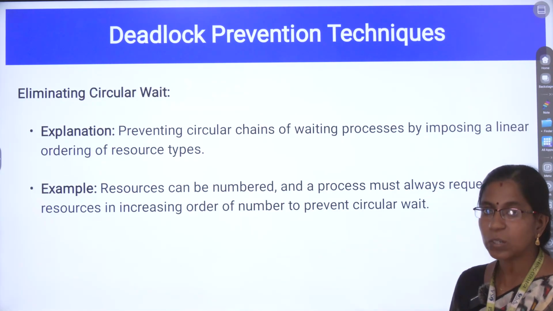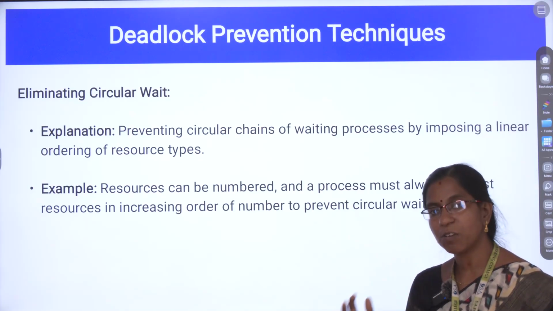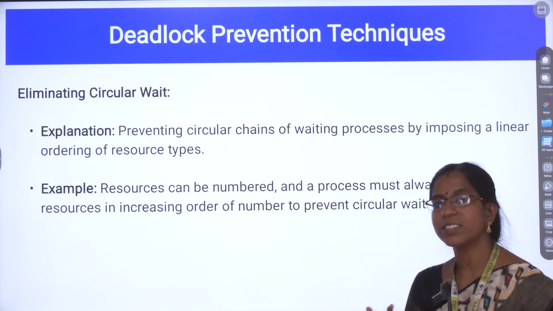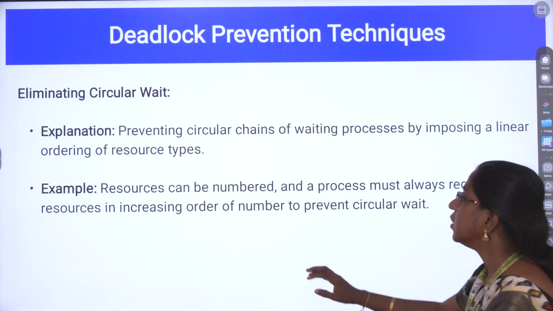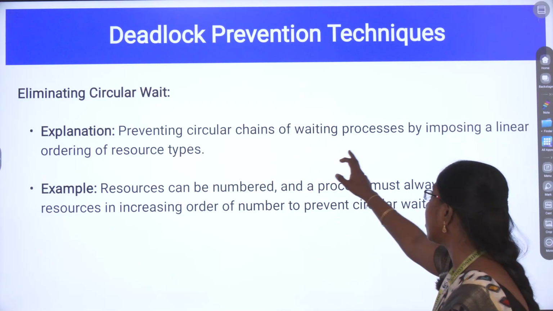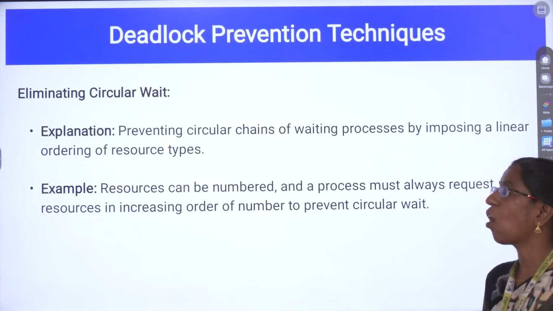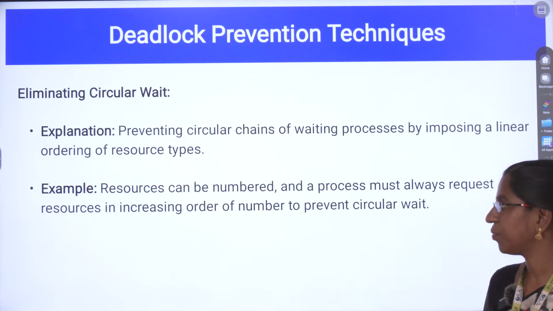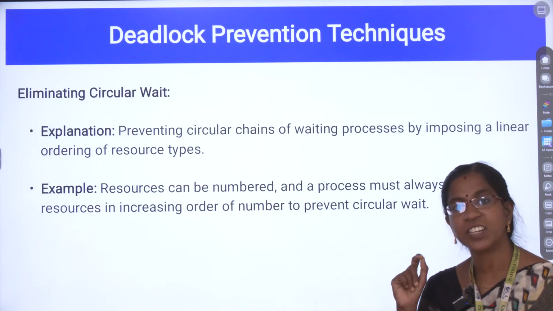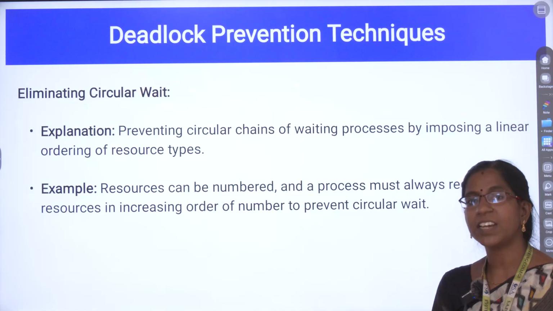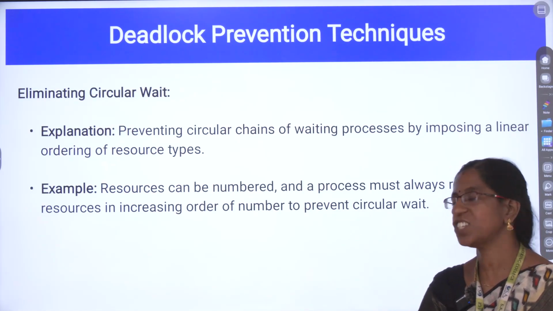Next, eliminating circular wait. P1, P2, P3, whatever n number of processes, but each and every process is dependent on resources. This is circular wait. So we prevent the circular chain of waiting processes by imposing a linear ordering of resource types. We can give a numbering to each and every resource, then a process follows the linear order of requesting.